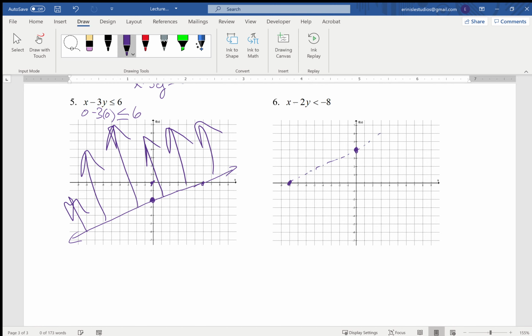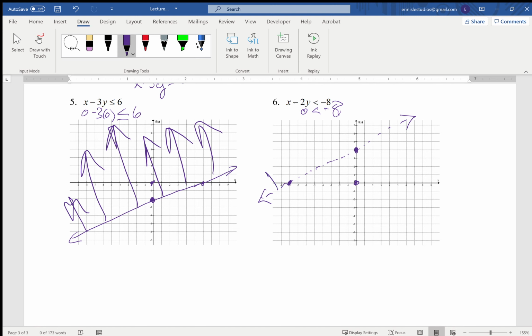All right, now dotted line or dash is fine. Give them their arrows. They go all the way across the graph. And then we've got to test. So I have 0, 0. So 0 minus 0 is 0, is less than -8. Is 0 less than -8? No. 0 is definitely greater than -8.